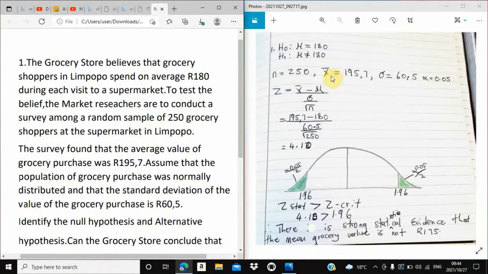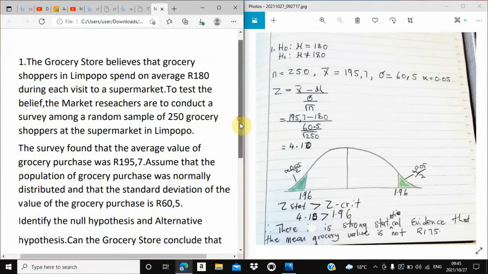And our sample mean, we are given that is 195.7. The survey found that the average value of grocery purchase was 195.7. Then we are given that our standard deviation is 60.5, while our level of significance is 0.05. And guys, highlight what I'm about to say here.